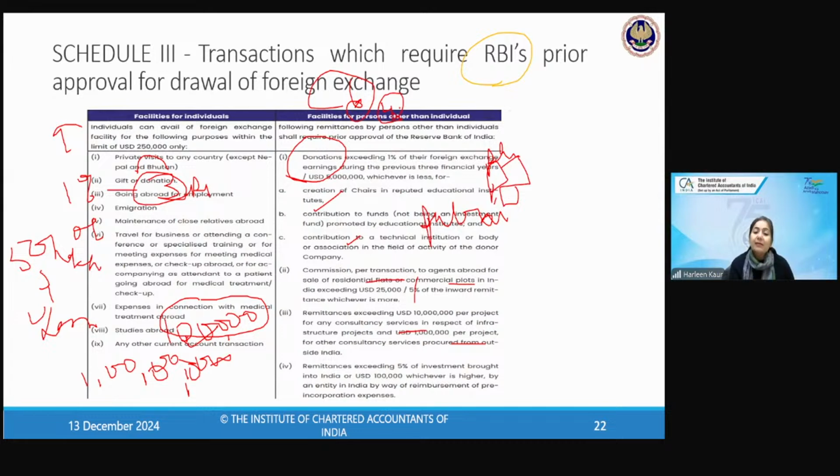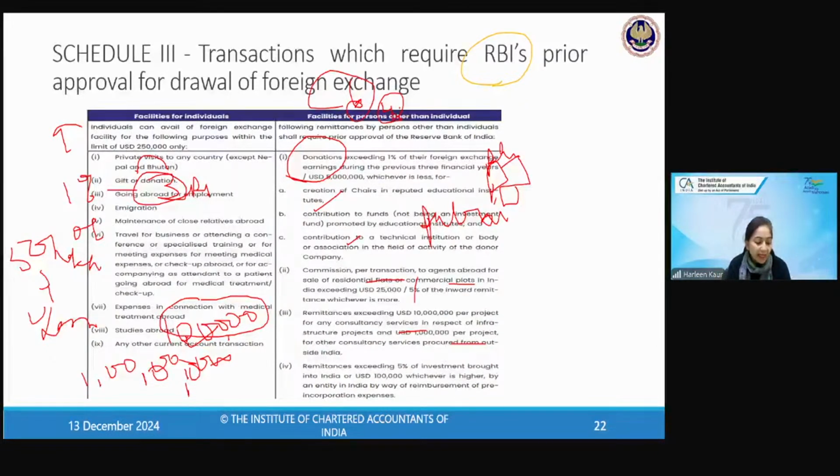Is that clear? Similarly, if you are making a payment for any consultancy services for infrastructure projects or for any other consultancy services procured from outside India, what kind of amounts? 10 million has been given over here. 10 million USD per project or 1 million USD per project. Then up till these amounts, it is exempt. Beyond that, RBI's approval is required.